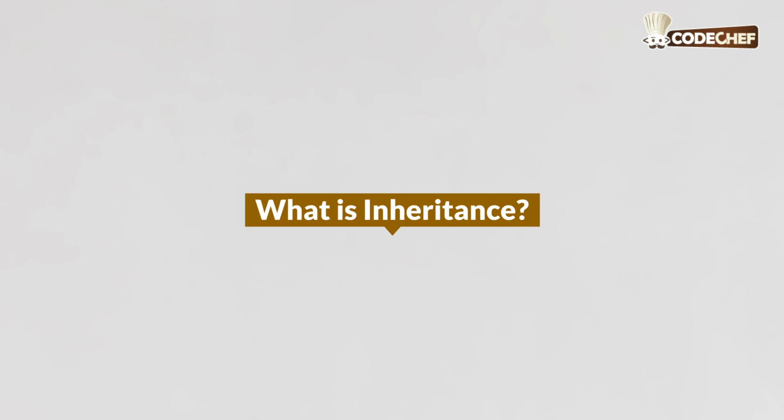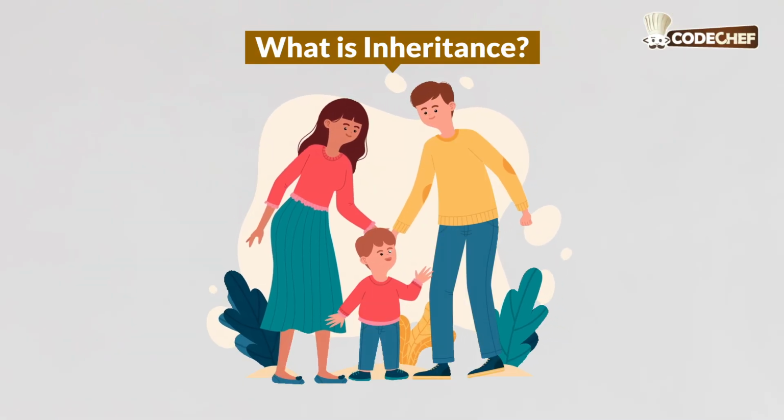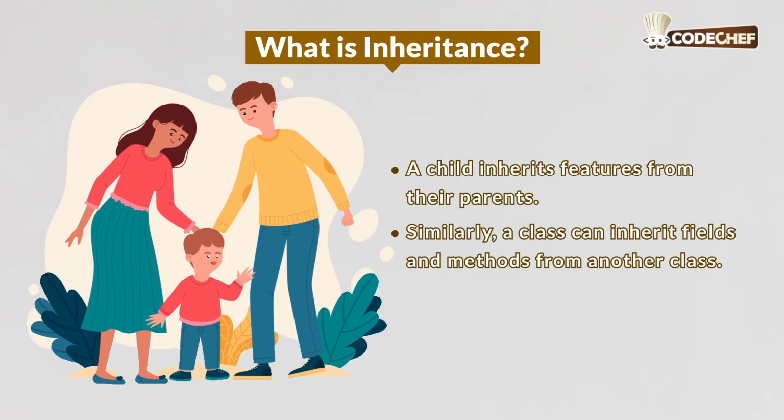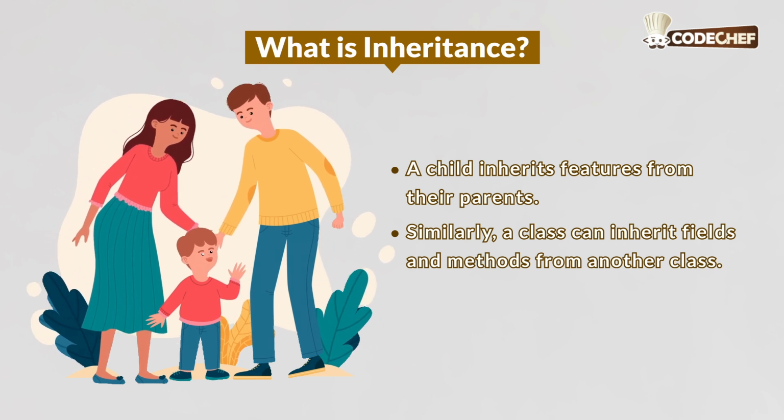What is inheritance? Inheritance is a mechanism where one class inherits the properties and behaviors of another class. This helps us reuse code instead of writing the same logic again. Think of it like a family. A child inherits features from their parents. Similarly, a class can inherit fields and methods from another class.